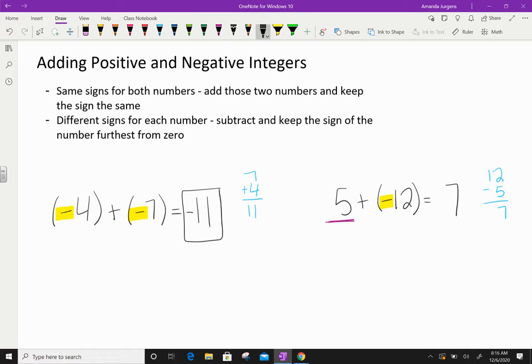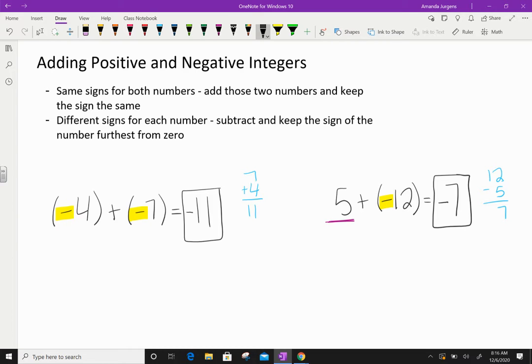Now I have to think about which number is furthest from 0. And when I think about which number is further from 0, I think about if I was starting at 0, which number would it take me longer to walk to? Would it take me longer to walk to -12, or would it take me longer to walk to 5? And it would definitely take me more steps to get to -12. So my answer has to be a negative number. Whichever number is further from 0, or like I like to think of it, whichever number takes you longer to walk to, you keep that sign for your answer. So since 12 is negative, my answer is going to be a -7.